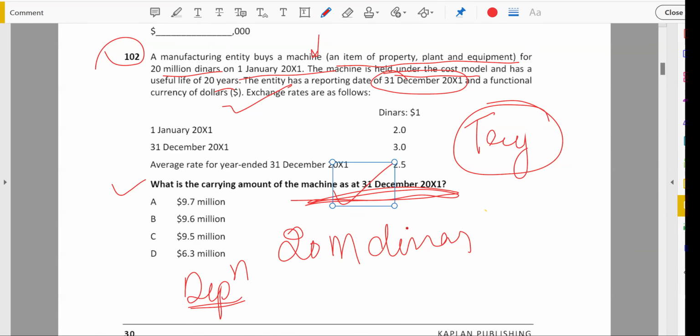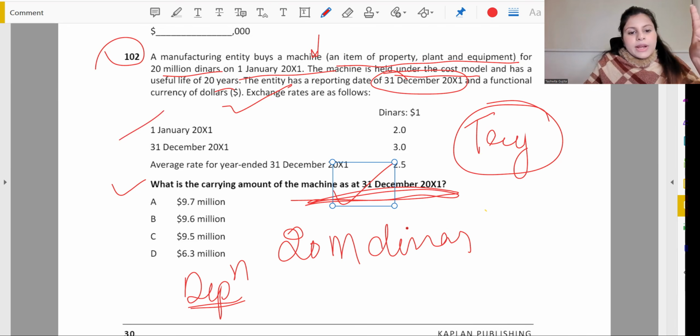Yes. What's my answer? Answer is C, 9.5. How are we getting this? Initial value is 20 million dinar. So you use your initial rate. What's your initial rate?